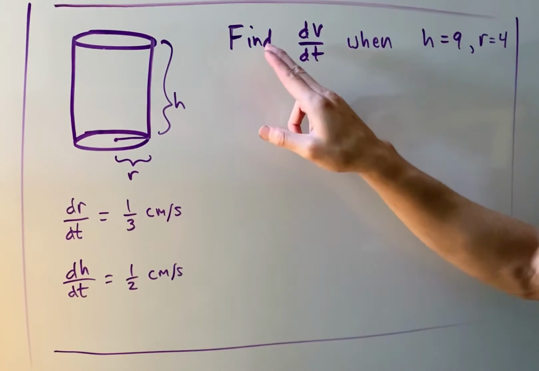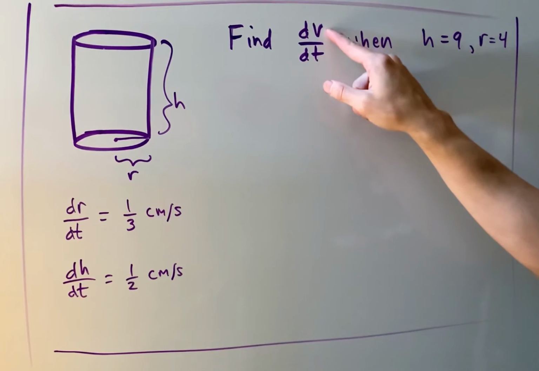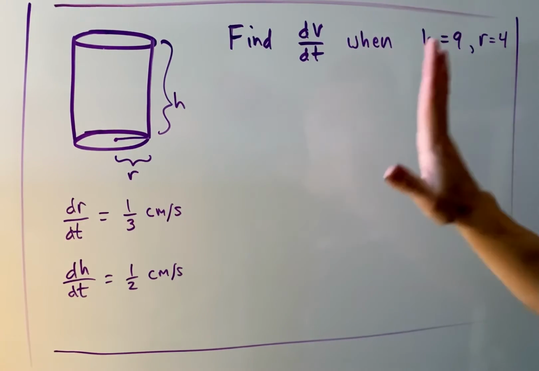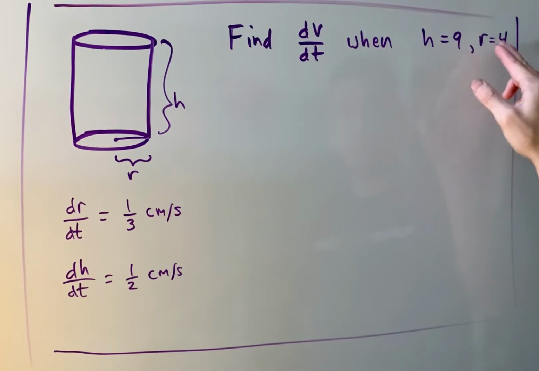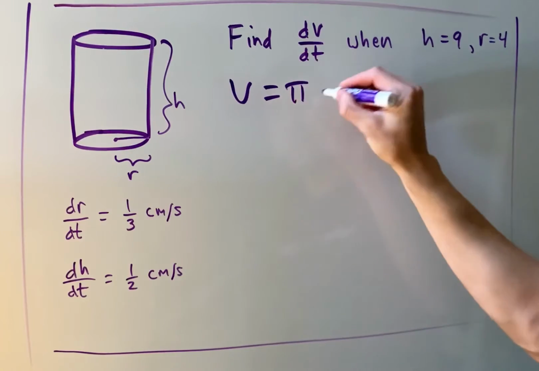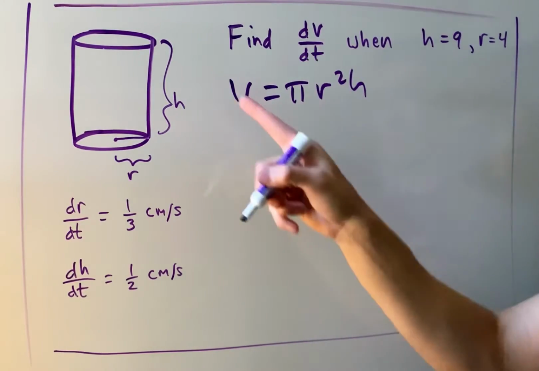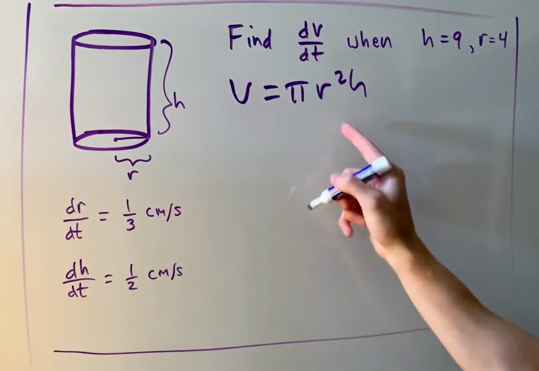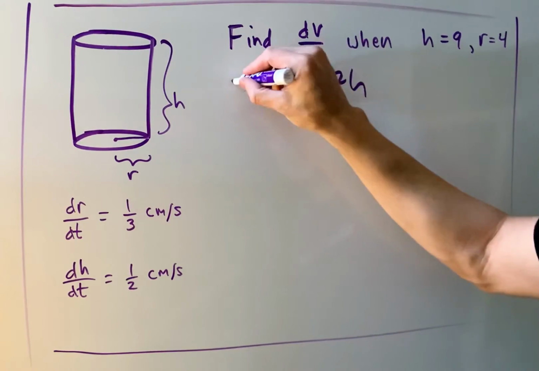Now, the goal is to find dv dt, the rate of change of the volume, at the moment in time when the height is 9 and the radius is 4 centimeters. So we know that the formula for the volume of a cylinder is volume equals pi r squared h. I suppose I'll make this look like a v.